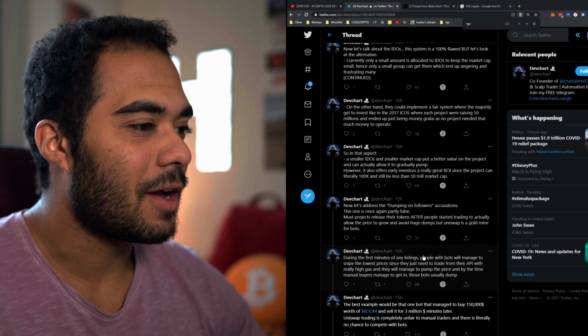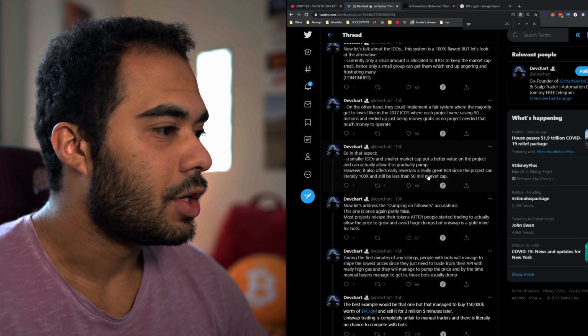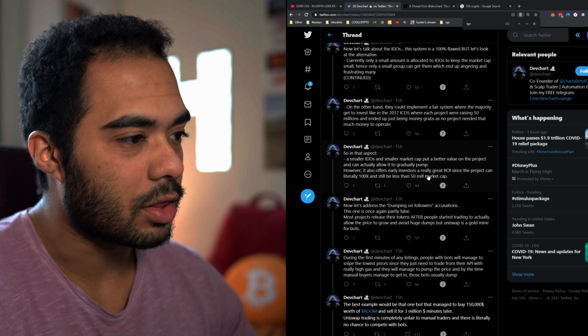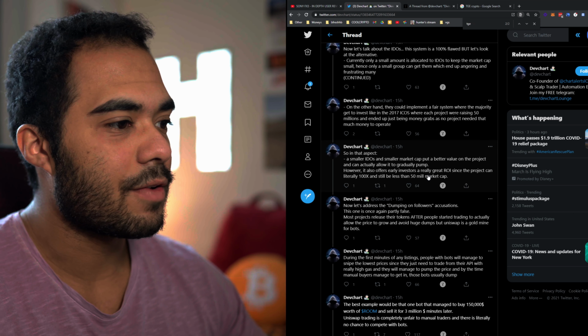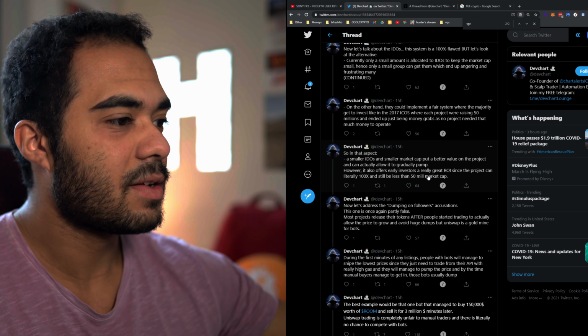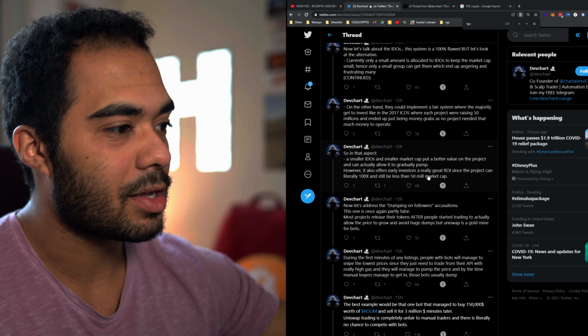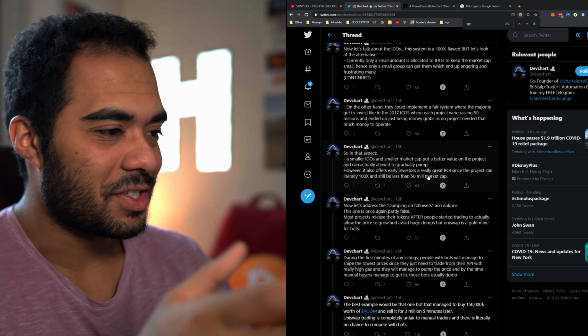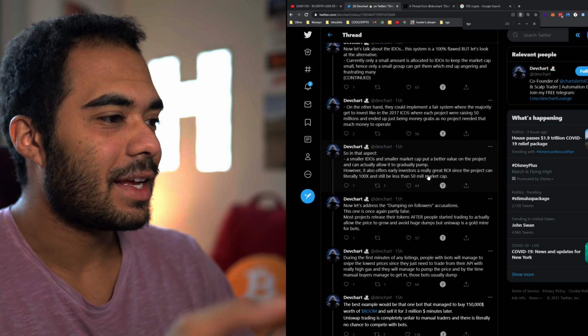During the first minutes of any listings, people with bots will manage to snipe the lowest price since they just need to trade from their API with really high gas, and they will manage to pump the price by the time manual buyers manage to get in. Those bots usually dump. Okay, so here what devchart is saying is pretty much what I just read.